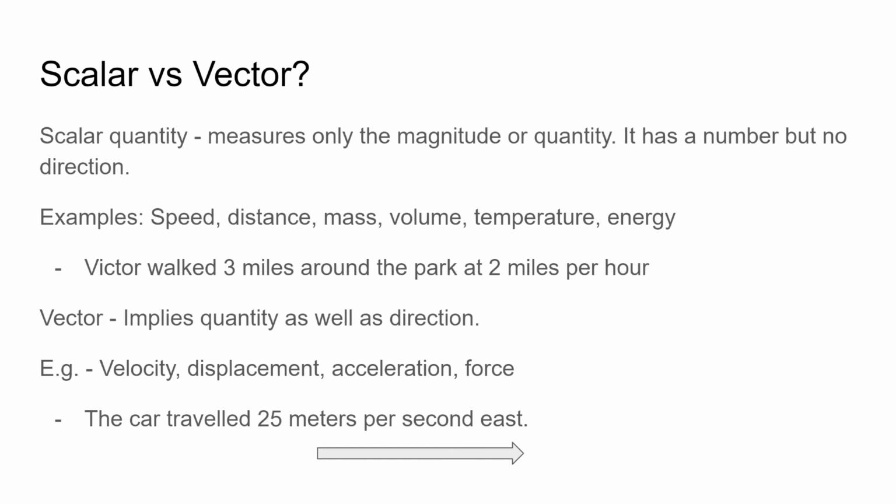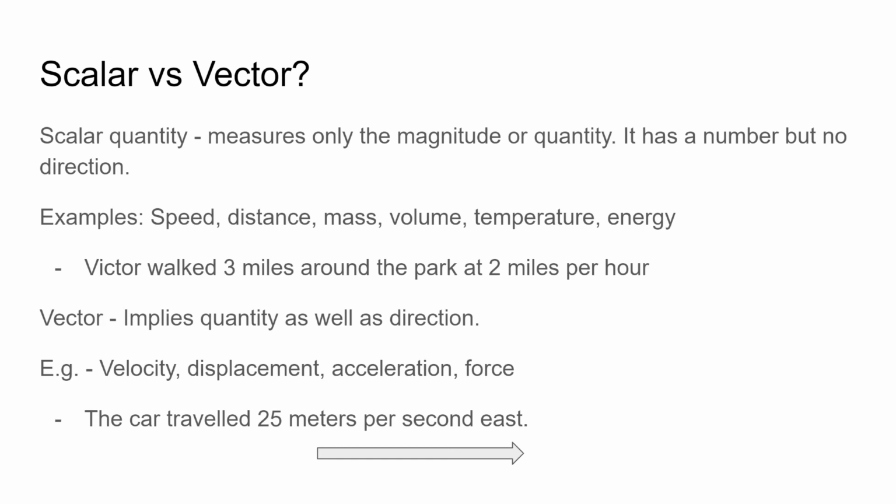That's a scalar quantity. And then at 2 miles per hour, we're not concerned about which direction. Was it clockwise? Was it anti-clockwise? We're not concerned with that. And so this just becomes a scalar quantity for speed. A vector, on the other hand, implies quantity as well as direction. So velocity, displacement, acceleration, forces, those are all examples of vector quantities.